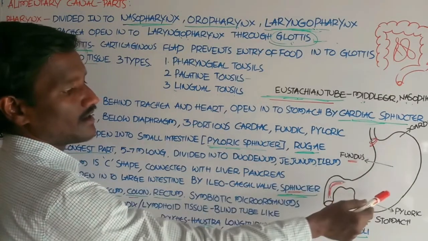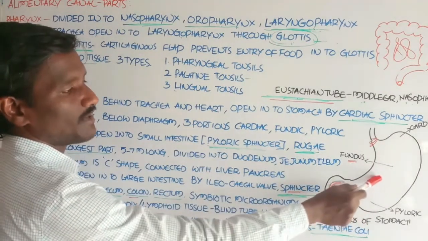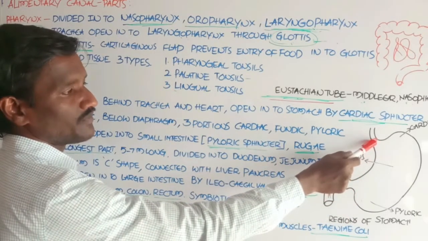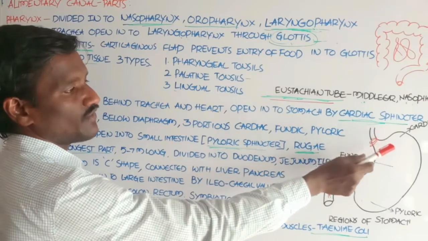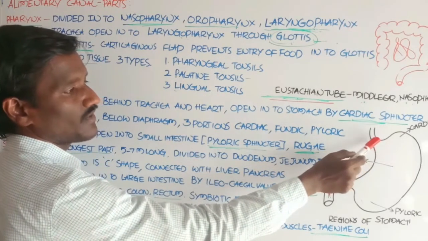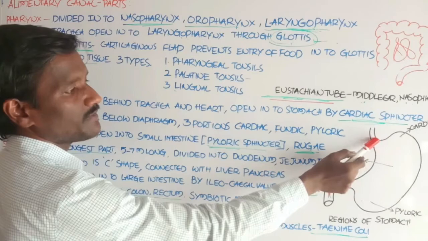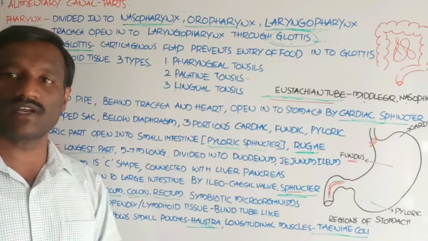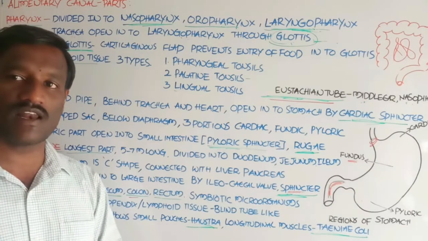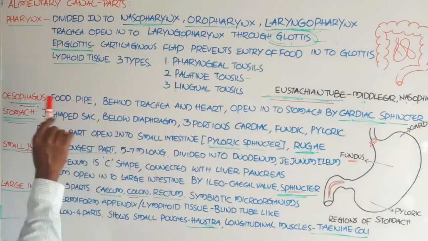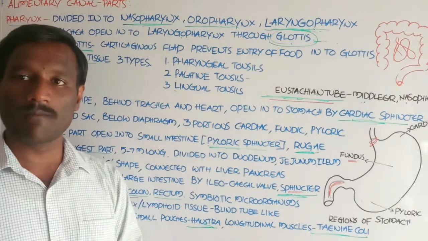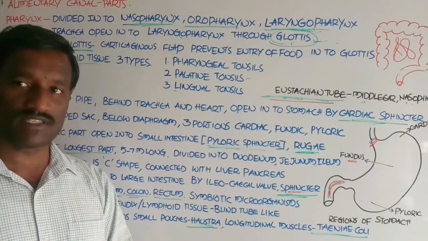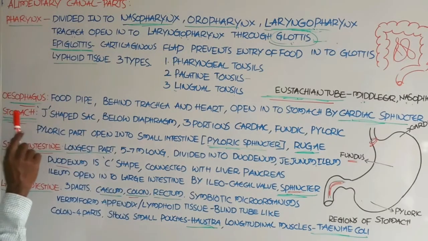This diagram shows the regions of the stomach, and this is the cardiac sphincter. This is the esophagus. The esophagus opens into the stomach with the sphincter called the cardiac sphincter. The cardiac sphincter is also called the gastroesophageal sphincter. And the esophagus is lined with non-keratinized stratified squamous epithelium.